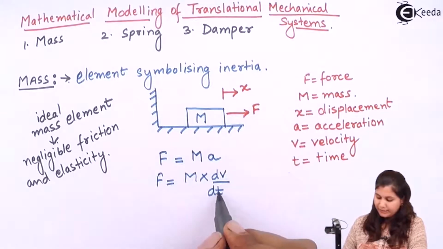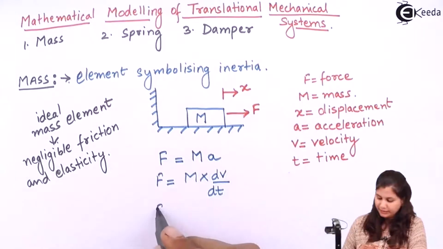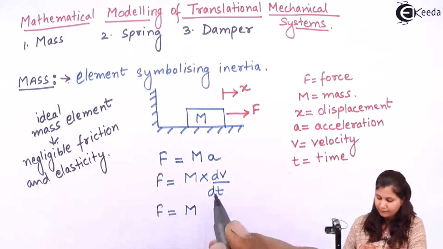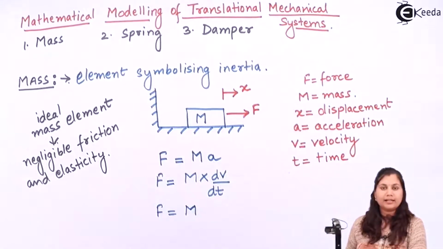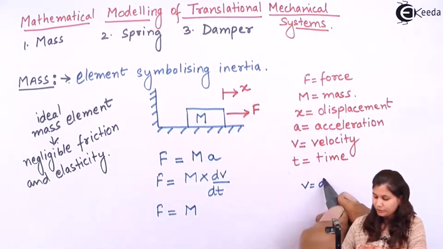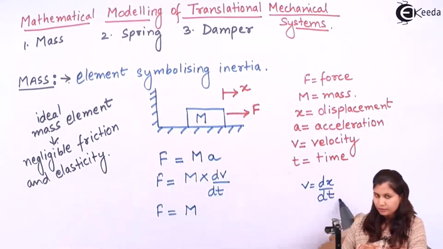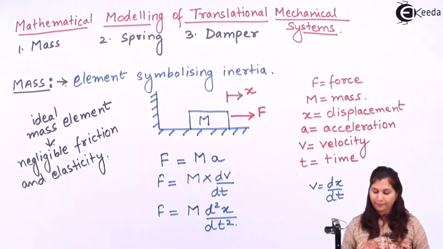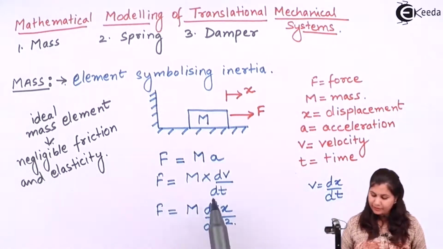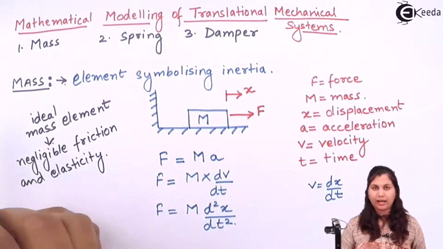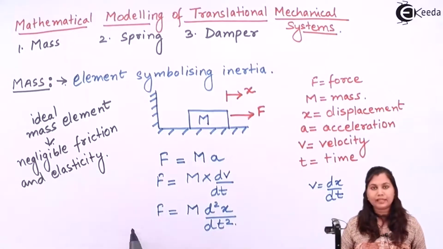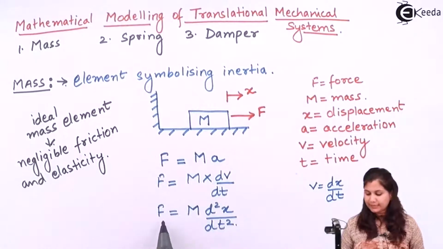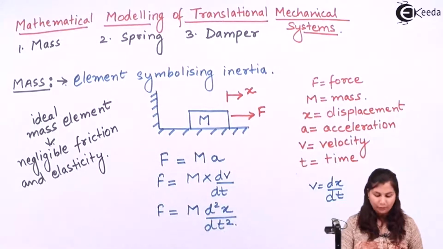Now if we represent it in the form of displacement, then F equals m. Velocity is dx by dt, v equals dx by dt. So it is given by d2x by dt square. So this is the relation we have obtained for the mass, that is if any force is applied on this ideal mass element, then F will be equal to m d2x by dt square.